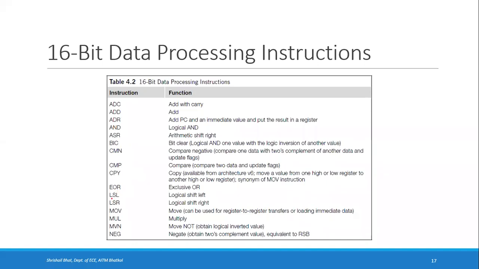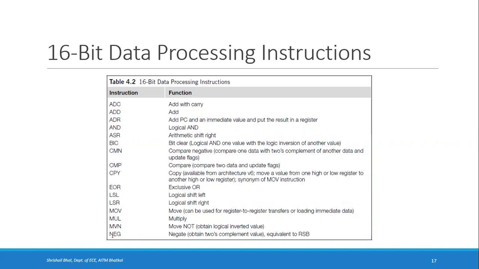Then these are shift instructions: LSL, LSR, logical shift left, logical shift right. Then MOV is a common move instruction, which can be used to move between registers or to load immediate data into a register. MUL is multiply. MVN is move not, to move the negative of a register into another register. Negative in the sense not the actual negative, that is not 2's complement, but the logical NOT operation on each bit. You can perform it and copy the contents into another register.